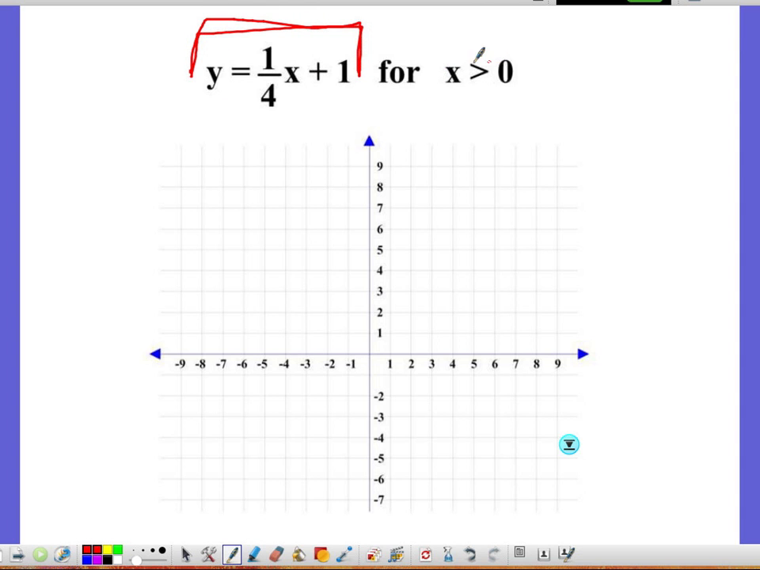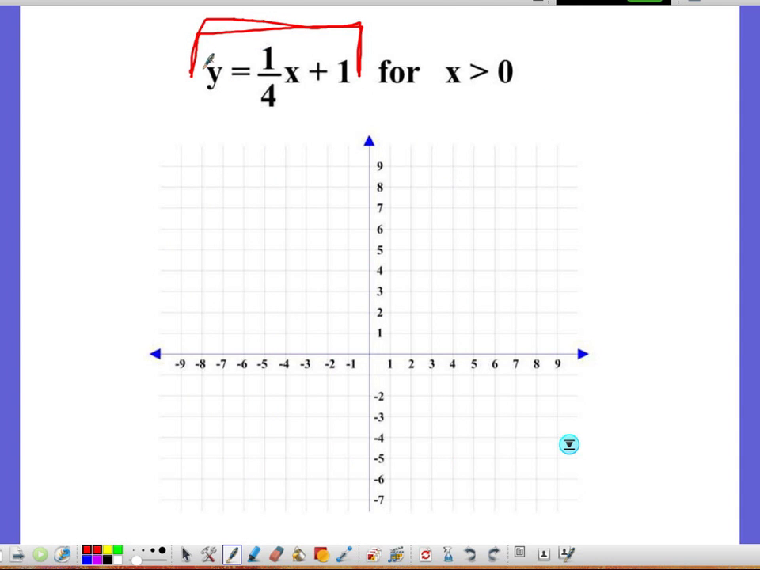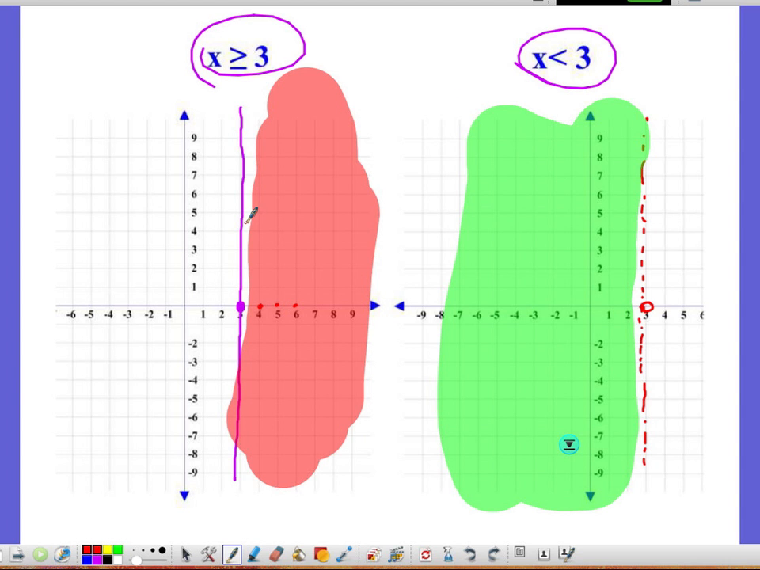not this inequality. So notice in the past two examples I graphed the inequalities, but when you have an equation and then for x greater than 0, you're not graphing this inequality. So if I'm not graphing it, then what do I need it for? Why is it here? Well, let's go back to our other two examples.